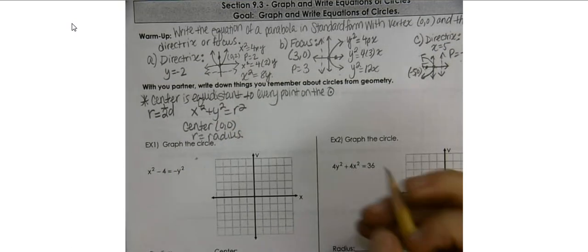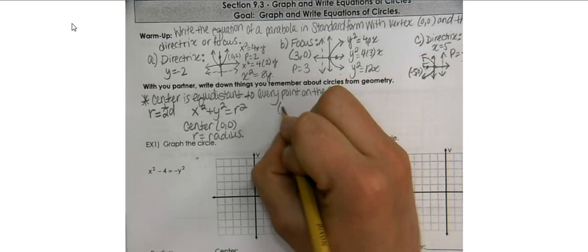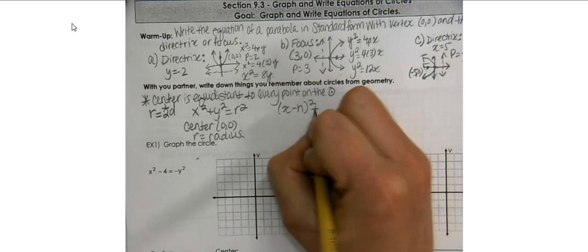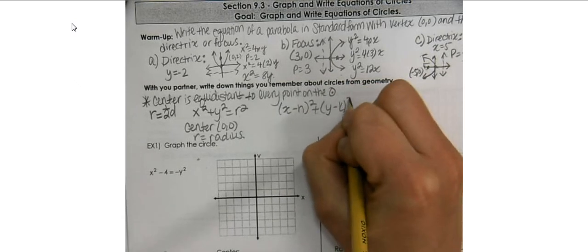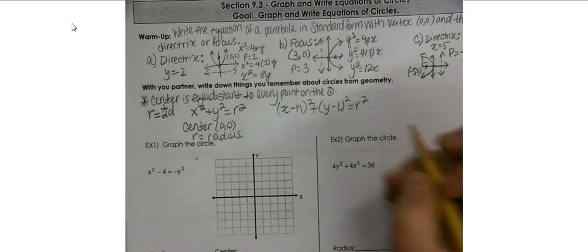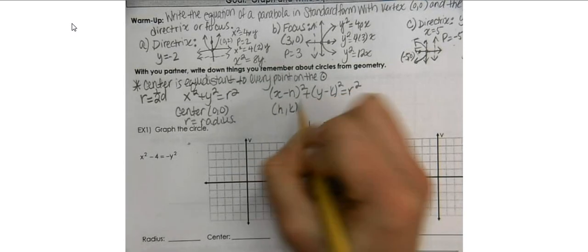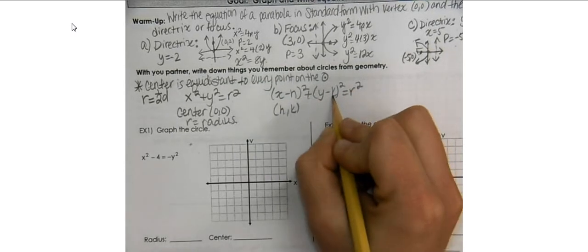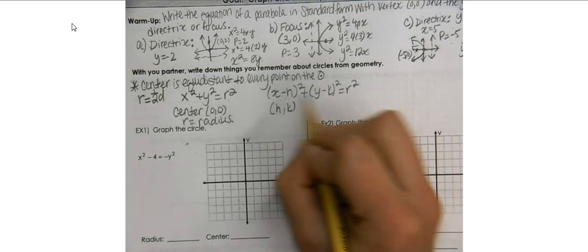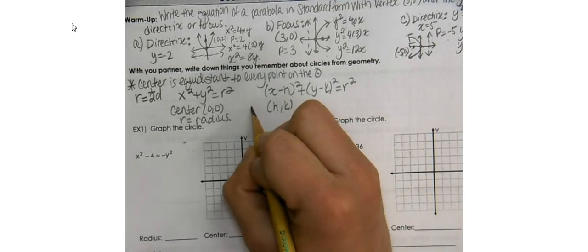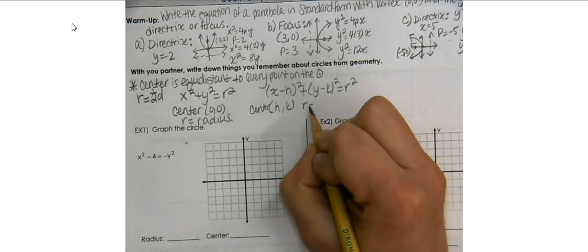You might even remember the equation (x minus h) squared plus (y minus k) squared is equal to r squared. That is also the equation of a circle, where (h, k), the opposite of what you see in both parentheses, is going to be your center. And once again, r is equal to your radius.